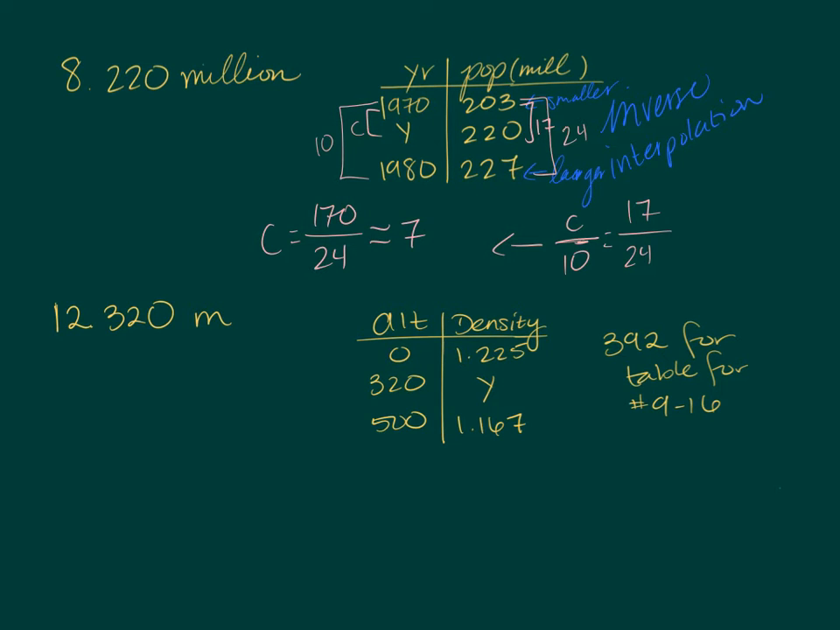So in 7 years, population is going to increase by 17 million. So what we need to do is figure out what year that's going to be. So we're going to take our original, which was 1970. It's our starting point, and we're going to add 7 years. So then that's going to be 1977 is when we have 220 million people living in the US.